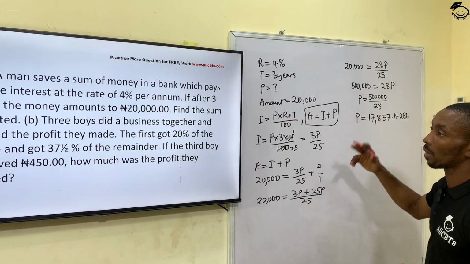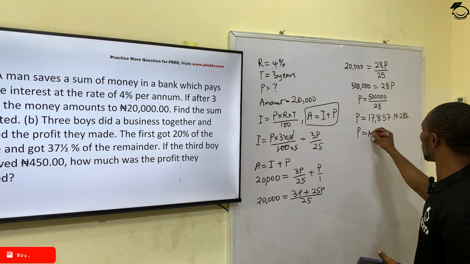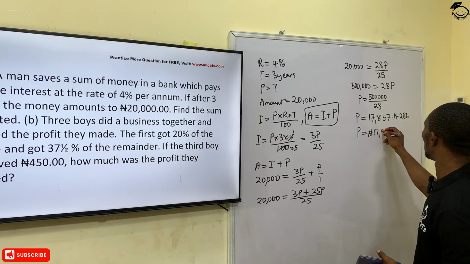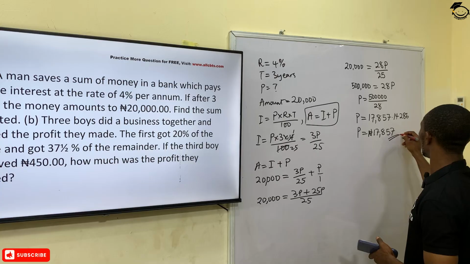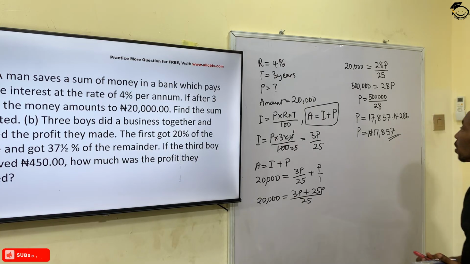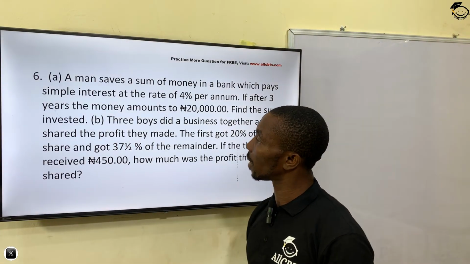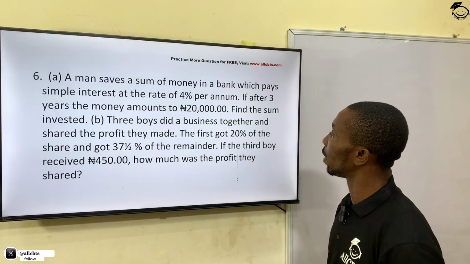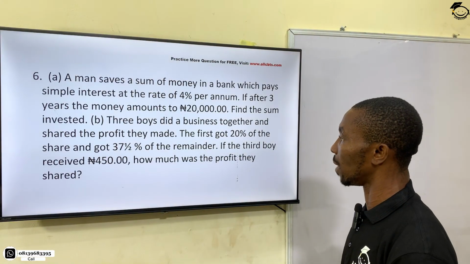So to the nearest whole number, the principal invested will be 17,857. Now, this was the amount invested as the principal. Our question B says, 3 boys did a business together and shared the profit they made.